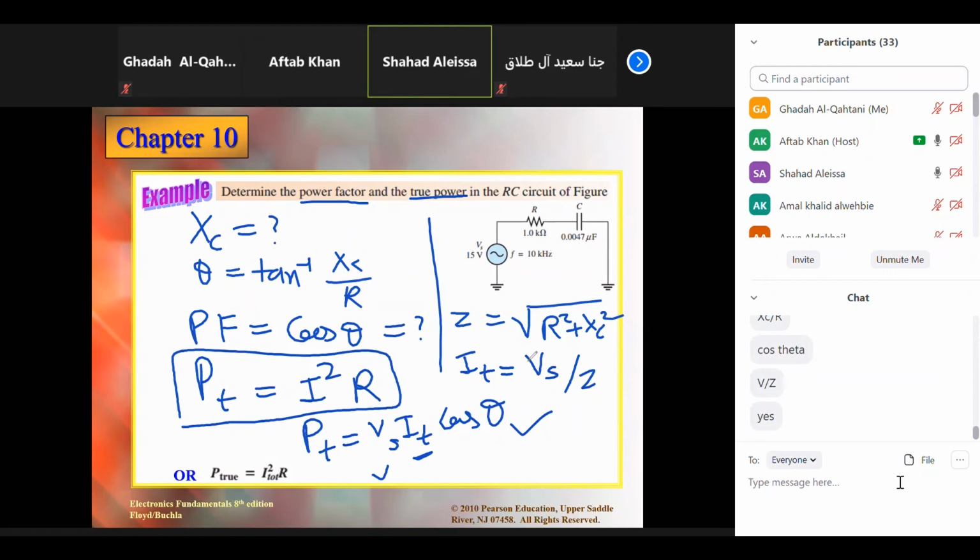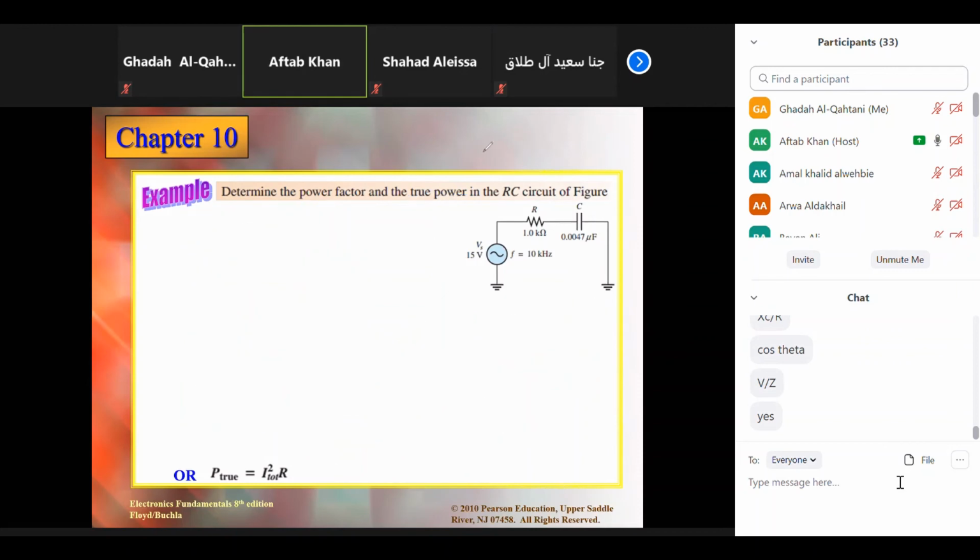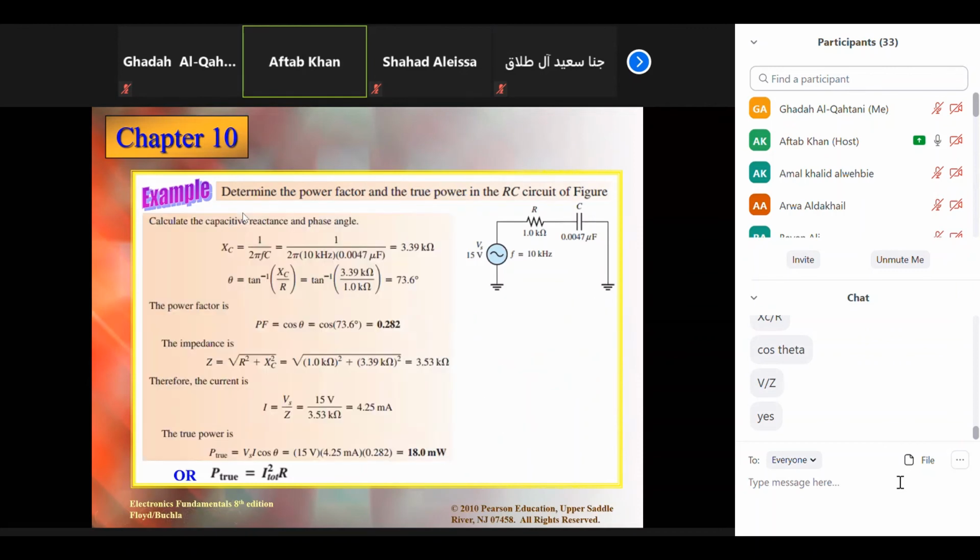Yes, by using cos theta or by using this one, the value will always be the same. There are different ways, different formulas, but whatever suits you, whatever you feel is striking in your mind, you just go for it and calculate it. So this is the solution. This is XC first, then theta, then power factor, then Z, then I calculated, then they used true power VSI in this one, and they calculated this one. And this one can also be calculated this way.